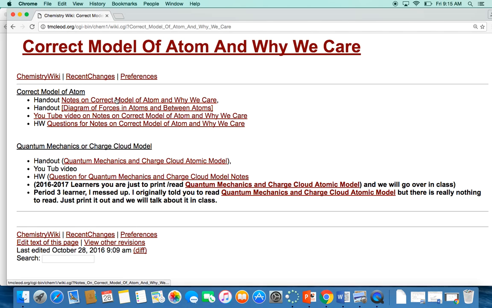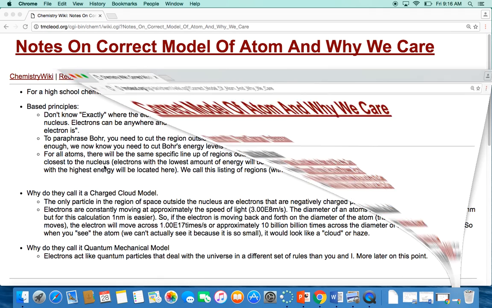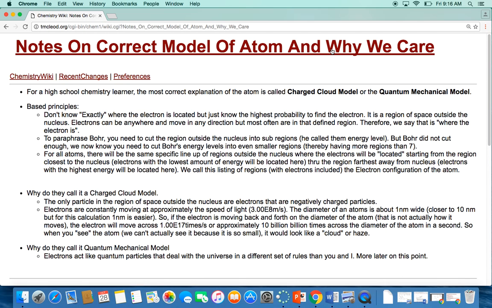Up until this point, you have been told that there's a nucleus with the protons and neutrons, and the electrons reside outside in energy levels, revolving around the nucleus like planets around the sun. That's not correct. The correct answer, and I'll go to the notes now, is called the charge cloud model or the quantum mechanical model.